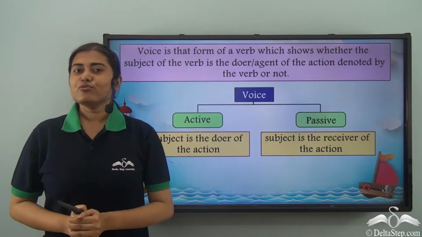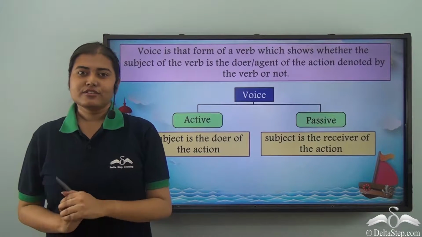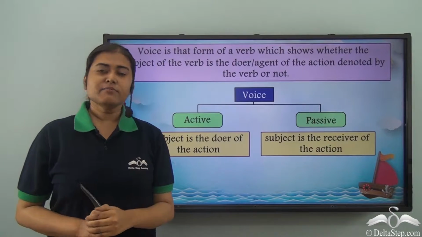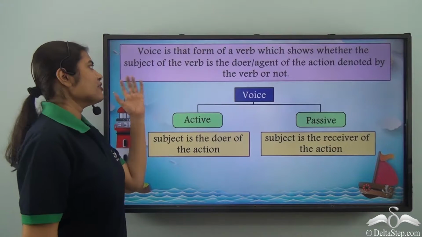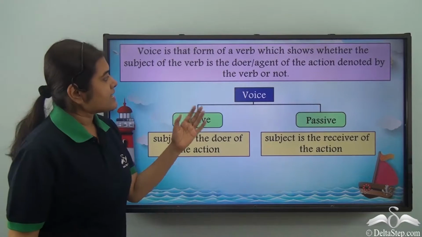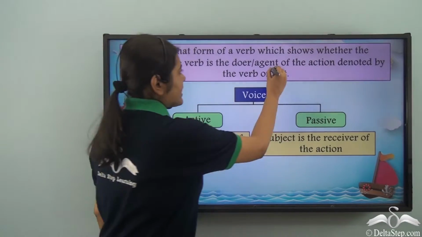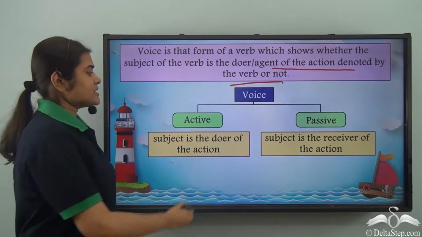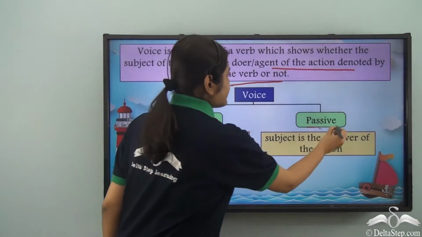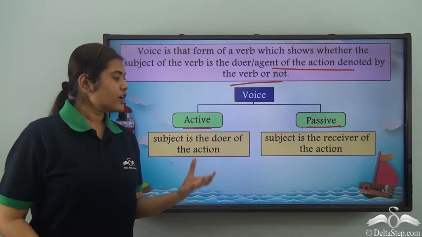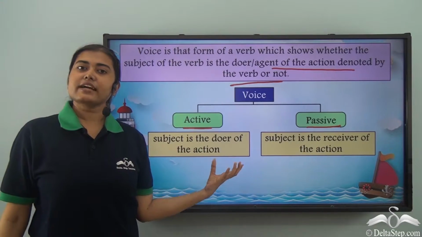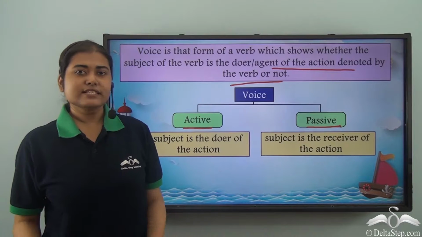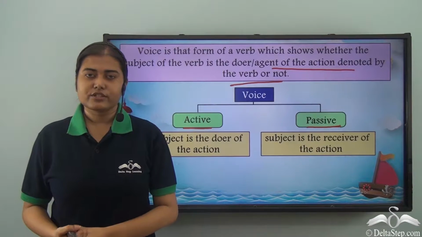By now, you know what a voice is. So the voice is that form of a verb that helps us to determine whether the subject of the verb is the doer or agent of the action denoted by the verb or not. Now, voices are of two types, active and passive. In the active voice, the subject is the doer of the action, whereas in the passive voice, the subject is the receiver of the action.